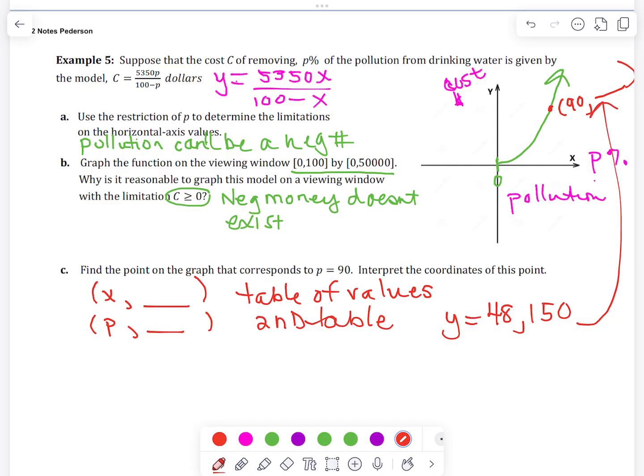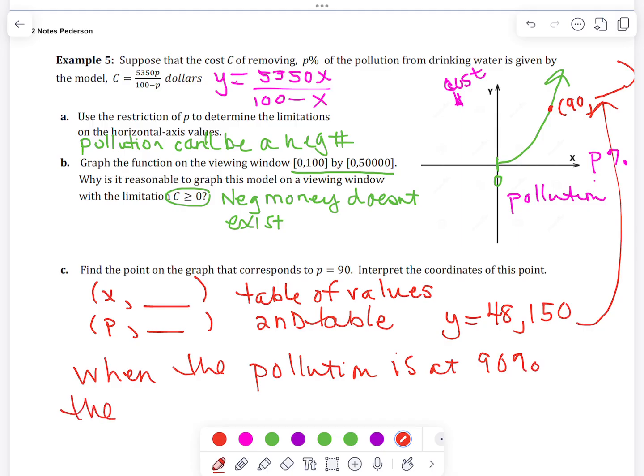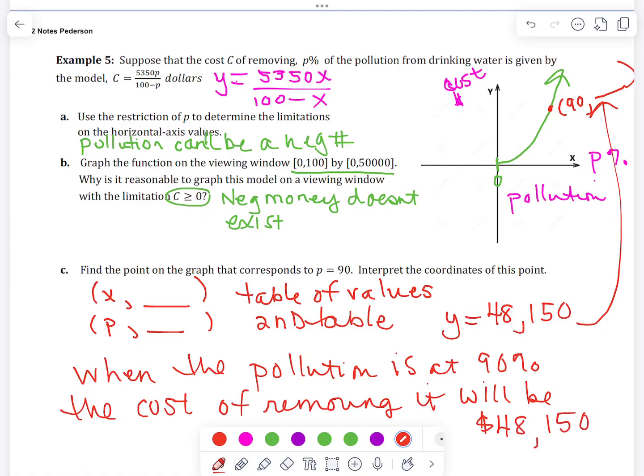So what does that mean? When the pollution is at 90%, the cost of removing it will be $48,150.